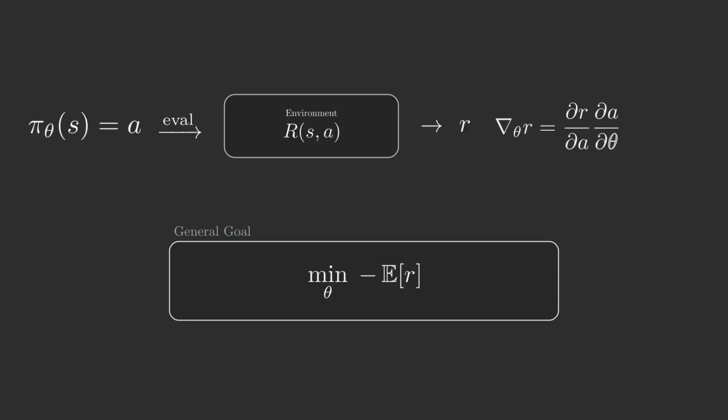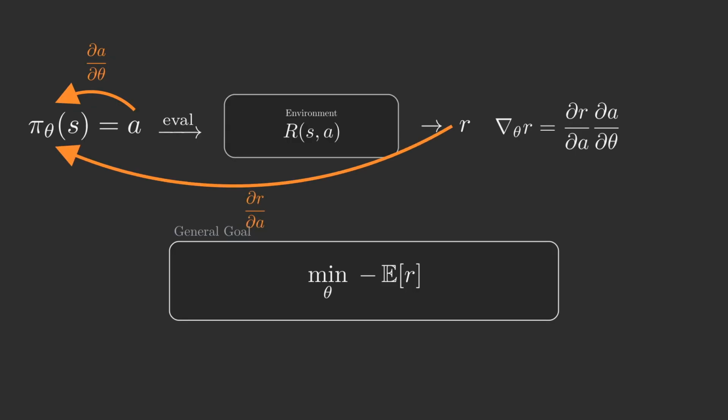If the reward were a known differentiable function of the action, and the action was differentiable with respect to the parameters, we could apply the chain rule. The gradient of the reward with respect to the parameters is the partial derivative of the reward with respect to the action times the partial derivative of the action with respect to the parameters. That just means we derive the function that yields the reward with respect to the action, and we derive the function that yields the action with respect to the parameters theta. The function computing the action is simply our model, which is typically a neural network and therefore differentiable. Therefore, we can compute the derivative of a with respect to the parameters.